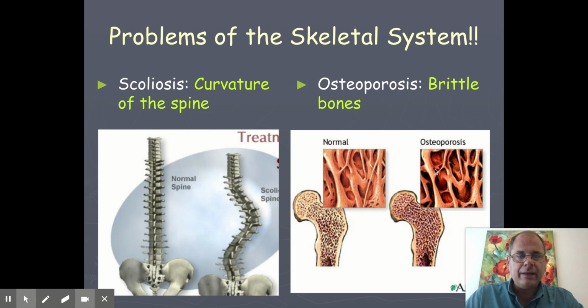Osteoporosis is when you do not have enough calcium, and your bones become brittle. This is a normal bone, and this is the osteoporosis bone. You can see there's not much tissue there, and it would break easily.